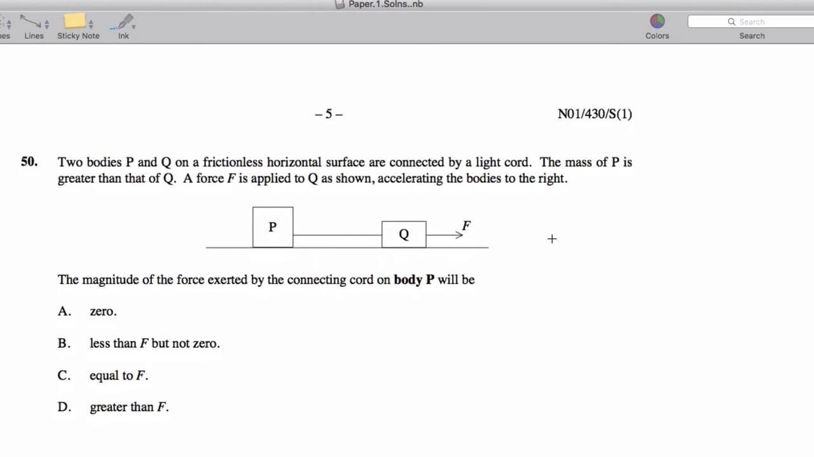Now, once again, the two-box problem. Two bodies, P and Q, connected by a light cord. We wrote down some facts for these that I'll refer you to. I think it was in the first or second video. Let's just recall. The mass of P is greater than Q. Even so, the force accelerating P is going to be less than F, but not 0. This F has to pull both boxes, but the force on P right here only has to pull box P. So that's questions 41 through 50.